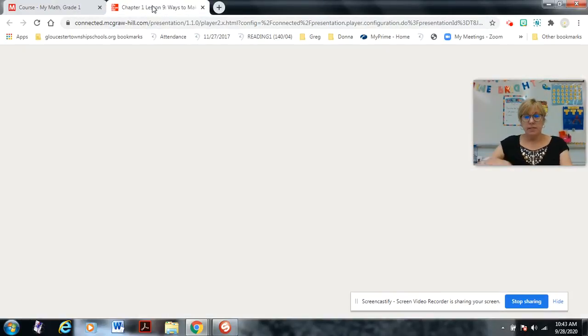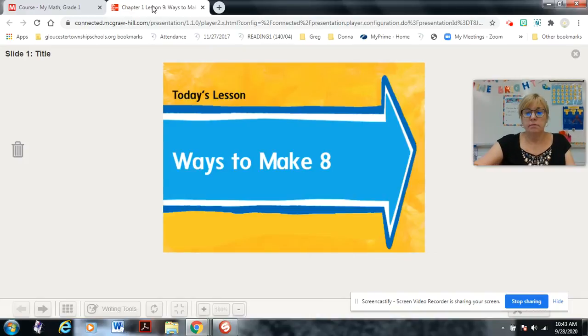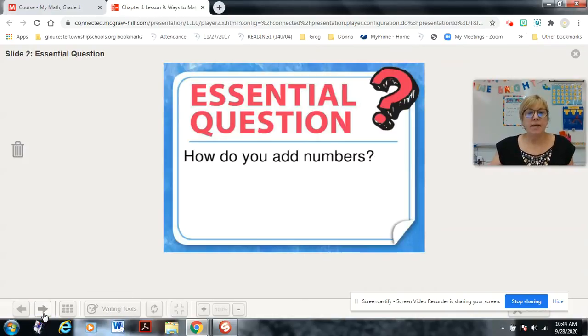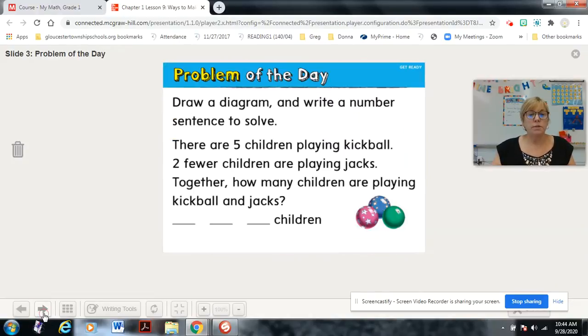And our lesson today is for ways to make the number 8. All right. So once again, for this chapter, how do you add numbers is our essential question. And we're learning all the different ways to add numbers. All right, so our problem of the day is they would like us to draw a diagram and write a number sentence to solve this.